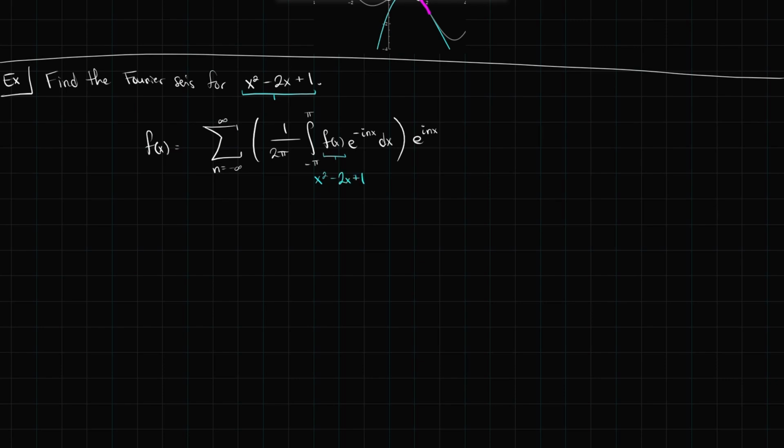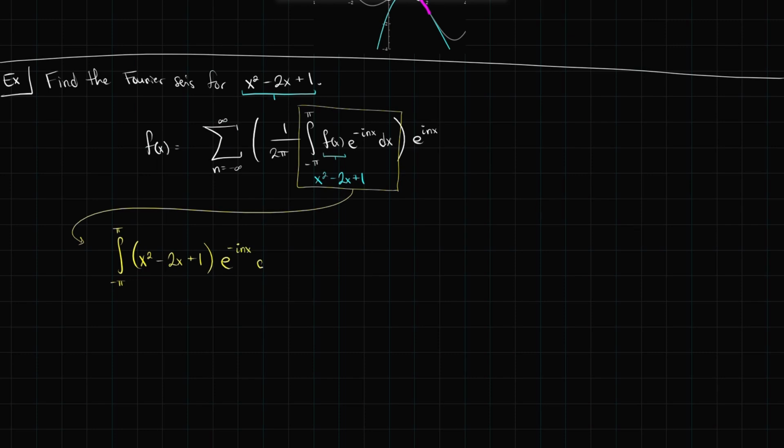Now in general, nobody likes computing Fourier series as much as computing Taylor series because integration is always a more difficult process than taking derivatives. But we can go ahead and do our best and try to find this antiderivative here. We're going to put x squared minus 2x plus 1 into the integral e to the minus i n x dx. I can distribute my e to the minus i n x to all three terms, and because it's integration, I can distribute the integral to each of the three terms as well. And what I end up with is three integrals.